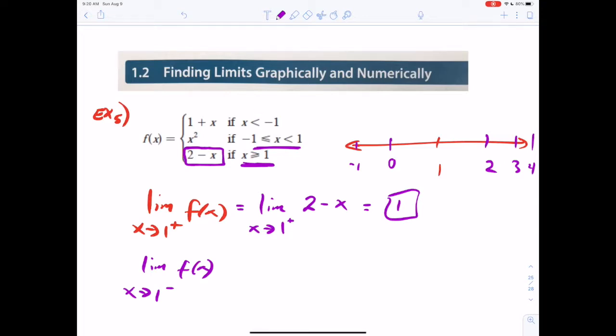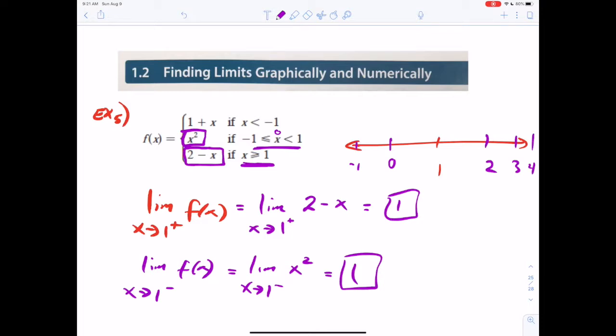So 0 is somewhere between negative 1 and 1, so we're going to play with this function. So this is really just the limit as x approaches 1 of x squared. And if you play with your table, or if you graph it and look, if you approach 1, you should get 1 as well. Okay, we will practice this later. This is just an introduction for you guys.